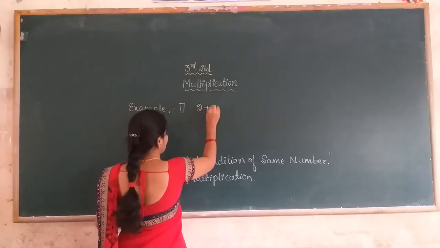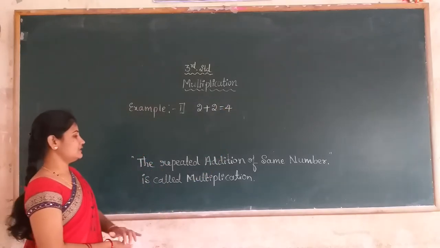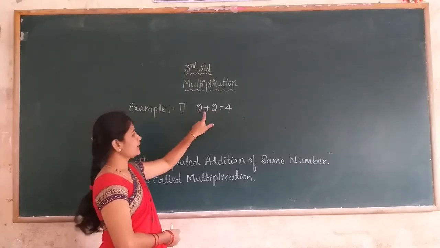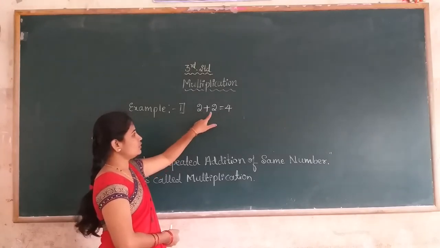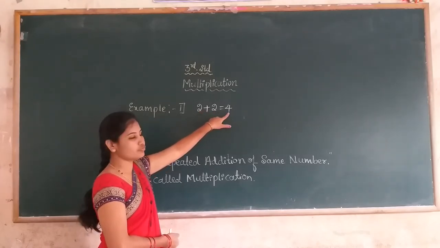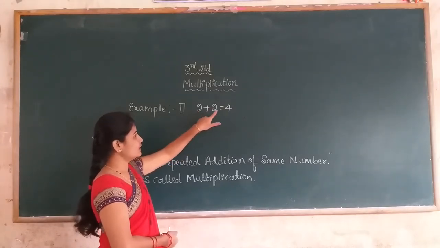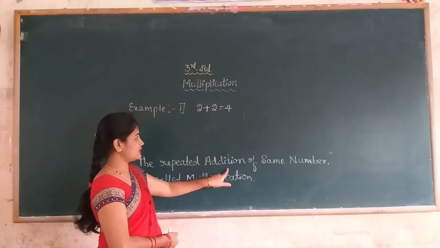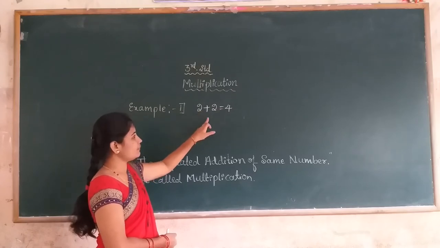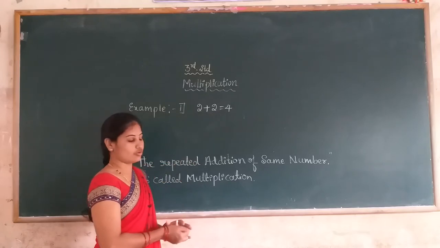2 plus 2 is equal to 4. Dear students, the repeated number is 2. 2 is repeated 2 times. The both 2 having the addition. 2 plus 2 is equal to 4. The repeated addition of the same number is called multiplication. The 2 is repeated 2 times. The 2 times 2 is 4.